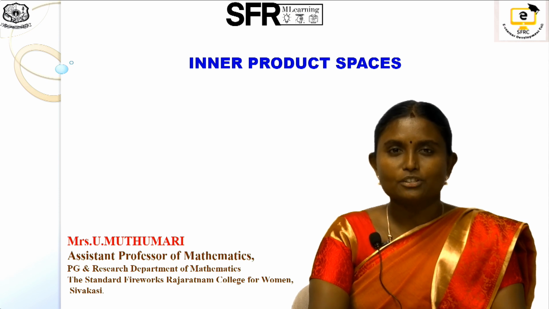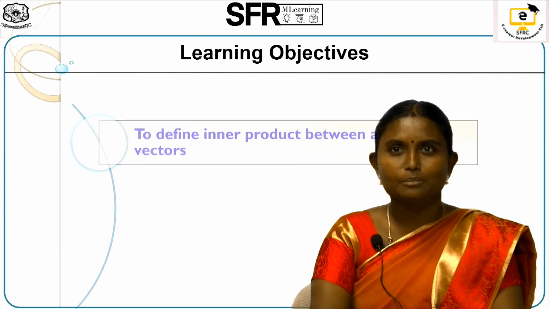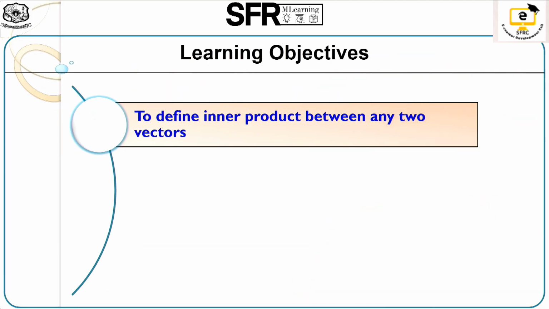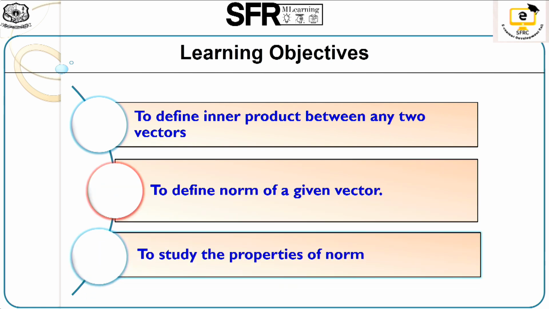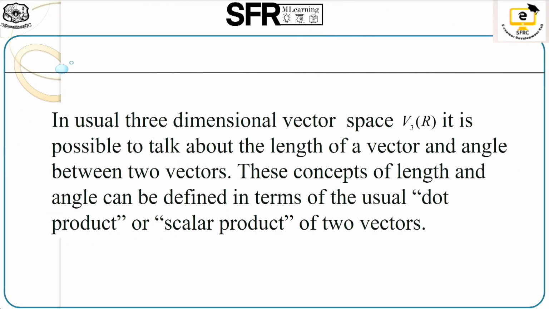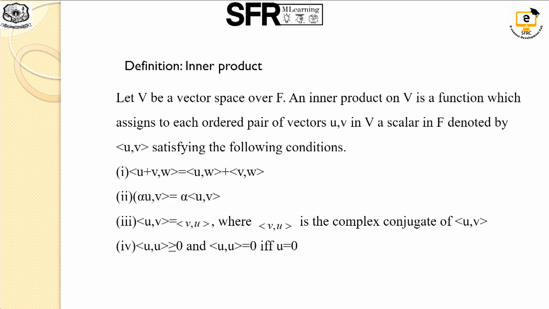So in this session, we are going to see about inner product spaces. The main objectives are: we are going to define the inner product between any two vectors, define the norm of any given vector, and also study the properties of the norm. In the usual three-dimensional vector space, V3 of R, it is possible to talk about the length of a vector and the angle between two vectors. These concepts of length and angle can be defined in terms of the usual dot product or scalar product of two vectors.